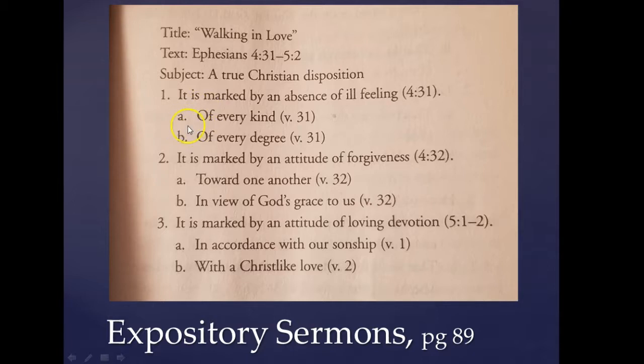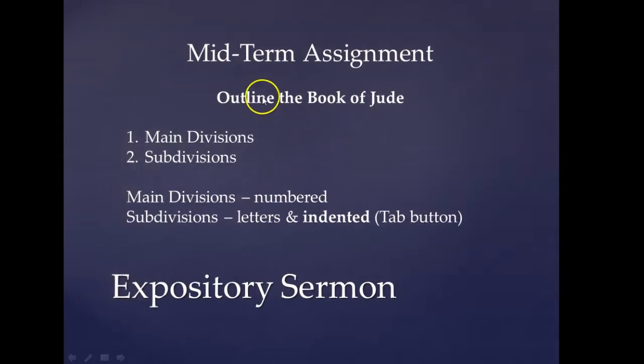And so here, our author only has 2 subdivisions for each one. Again, this is just an example of the layout. You could have as many subdivisions as are necessary. Sometimes your subdivision may even start in the next verse, or continue in the next verse. That's fine. But just make sure that your subdivisions are lettered and that they are indented. Okay? So that's our assignment: to outline the book of Jude and to show main divisions and subdivisions.